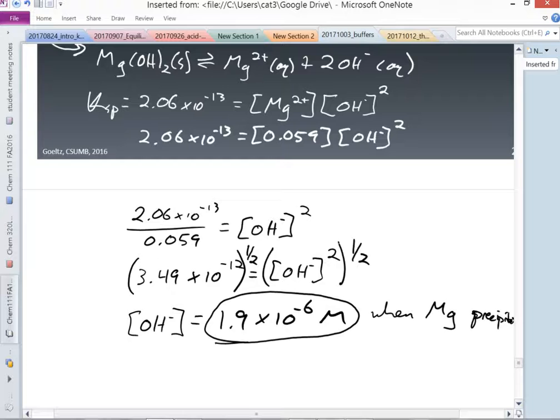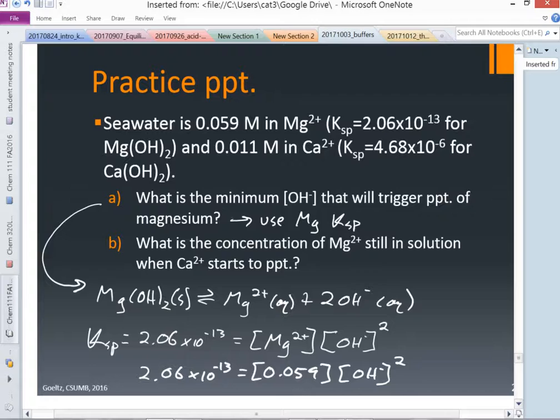What about B? How will I answer part B? What will the form of my answer be? Molarity, but of what chemical? Of Mg2+. So I need a concentration of Mg2+ to answer this question. I only have one equation I can use that will have that in it, and it is the KSP for MgOH2.